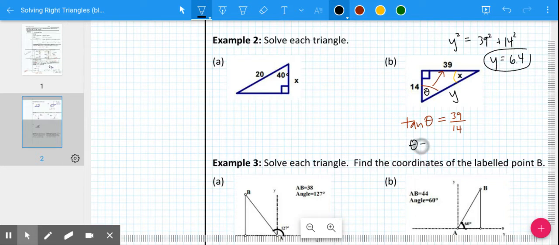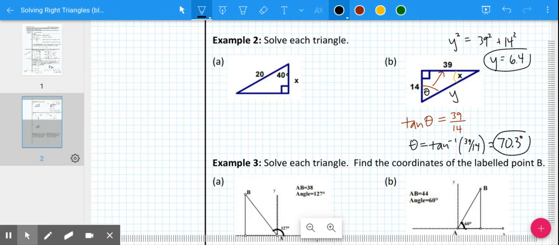So to get theta by itself, you do tan inverse of 39 over 14. You're going to type that in on your calculator, and you should see that button right there. But again, if you have any questions on the calculator, come back to class and check in with your teacher about the calculator usage. And the value you should get for that angle is 70.3 degrees if I'm looking at my correct answer key. Now from there, you could go 180 minus 90 minus 70.3.